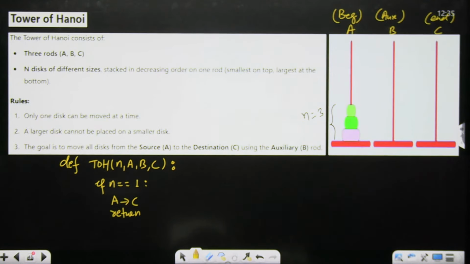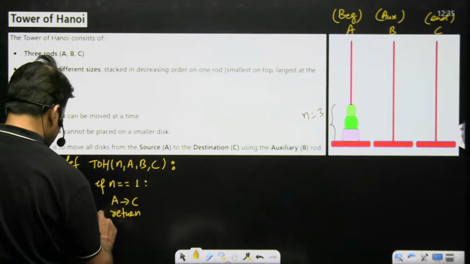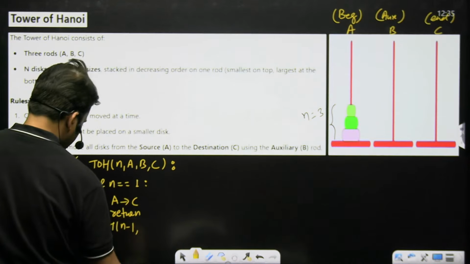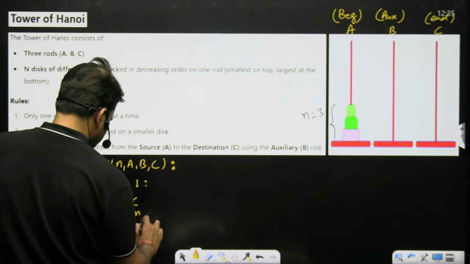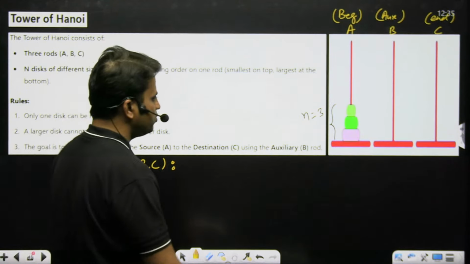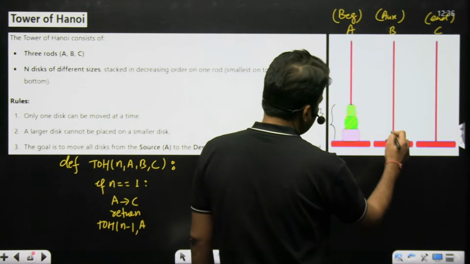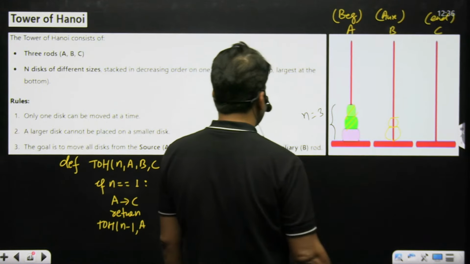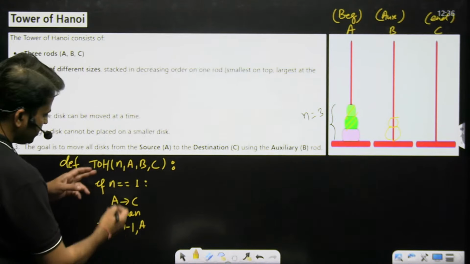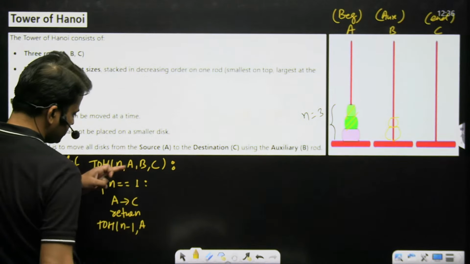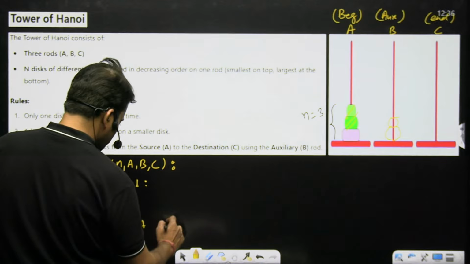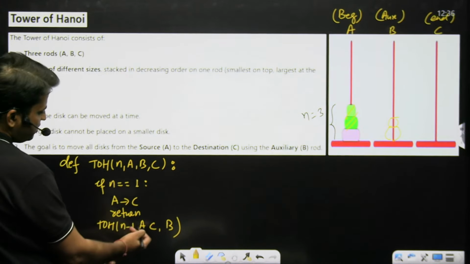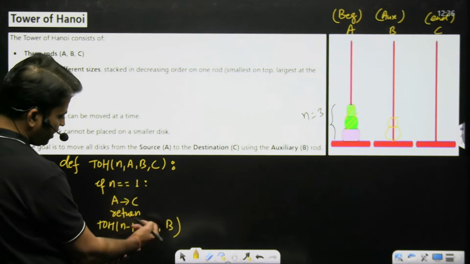Sir, if n is large, then what do you have to do? You have to first transfer n minus 1 disks from beginning to auxiliary. How can we write this recurrence relation? The n minus 1 disks go from the beginning page to auxiliary. The page to which it is transferred is written last, and the page through which it goes is written in between. Move n minus 1 disks from beginning to auxiliary page by using C.